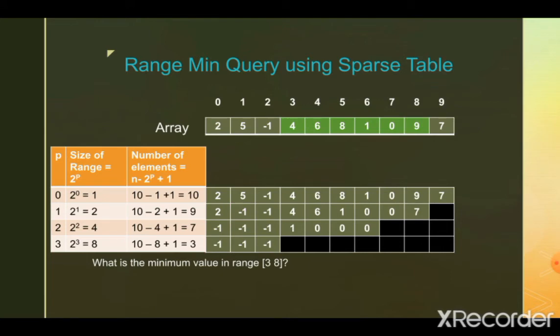For a range, we want to compute the minimum of range from 3 to 8. Now length of this range is equal to 6. So we find out for which value of p 2 to the power of p is less than or equal to 6. We know that for p equal to 2, this condition is satisfied. So we divide this entire range from 3 to 8 into two ranges of length equal to 2 to the power of 2, which is equal to 4. So we divide this range into two ranges of length equal to 4.